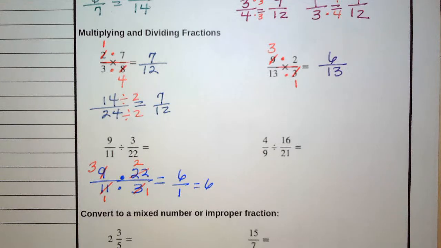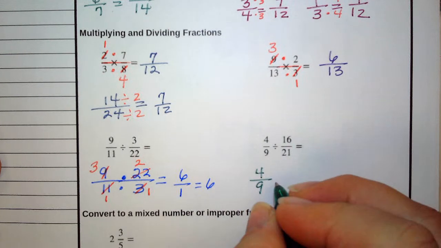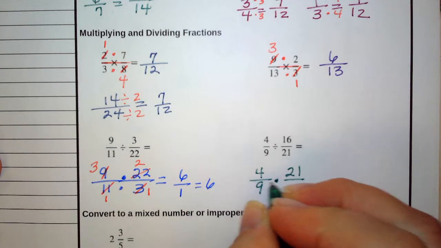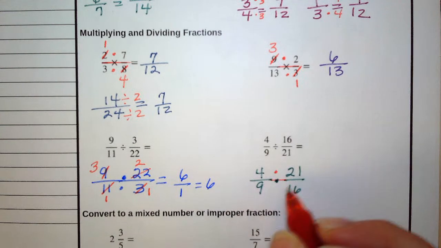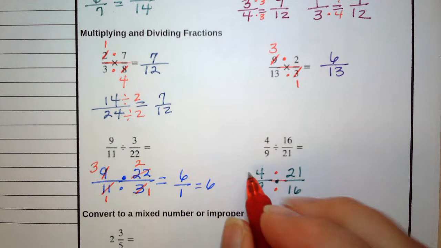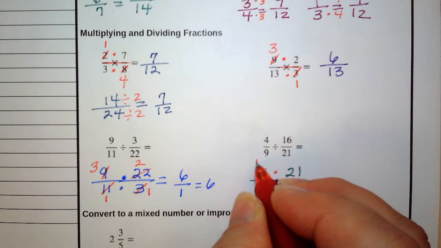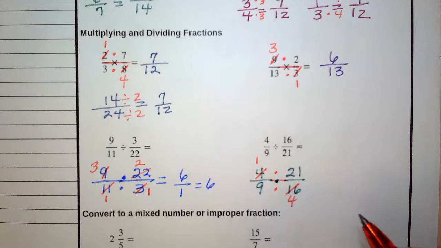For the last one on the division, we don't divide, we multiply by the reciprocal. 4 over 9 does not change, times 21 over 16. Once again, I'm going to pretend the line is there. I've got 4 and I've got 16. 4 divides evenly into 16. 4 divided by 4 is 1. 16 divided by 4 is 4.